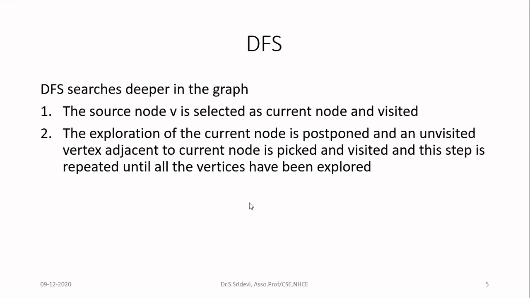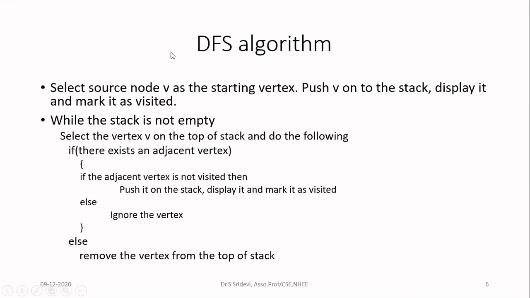We will see the pseudocode now, then we will see the exact program. So in case of DFS algorithm, first we are going to select the current source node. Let us assume that it is V. It will be selected as a starting vertex.